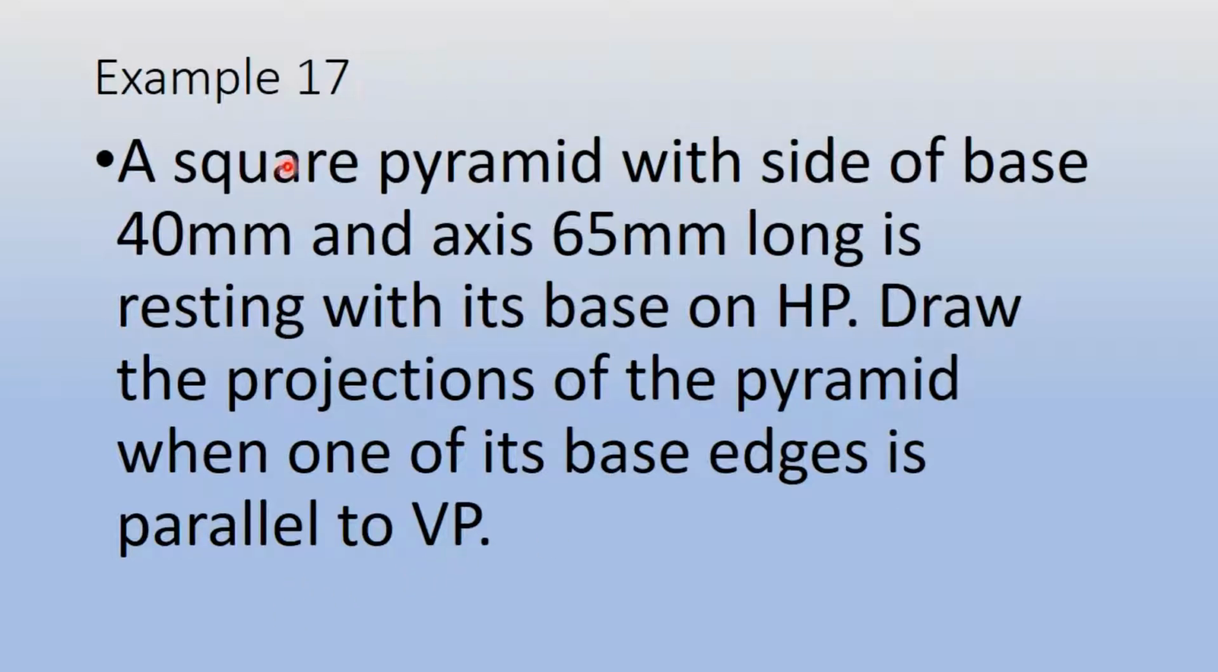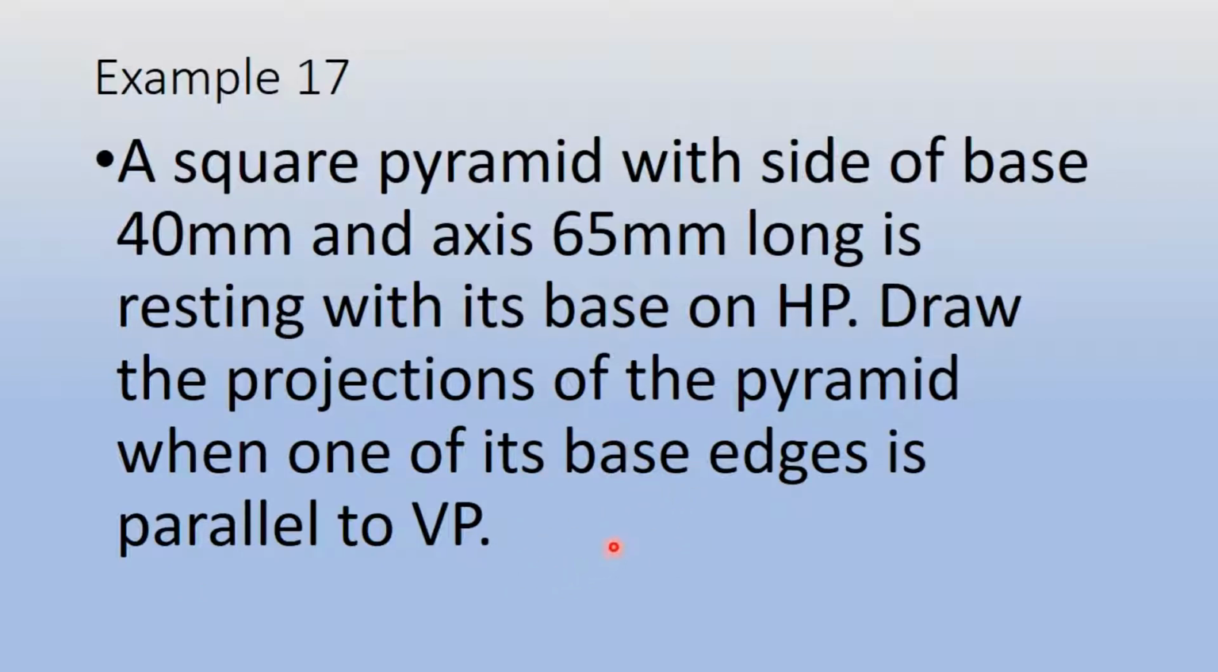So here we are now having a square pyramid. Observe here carefully. It is a square pyramid and the base side is given as 40 mm and the axis is 65 mm in height. And it is directly resting on the horizontal plane. It will mean that it is perpendicular to the horizontal plane. And also it is mentioned here that one of the base edges is parallel to VP. This is also an important point.